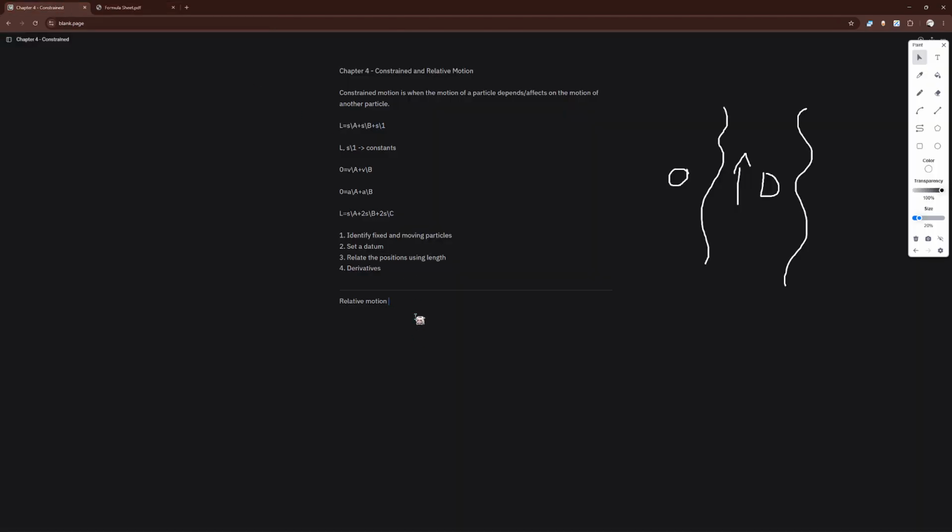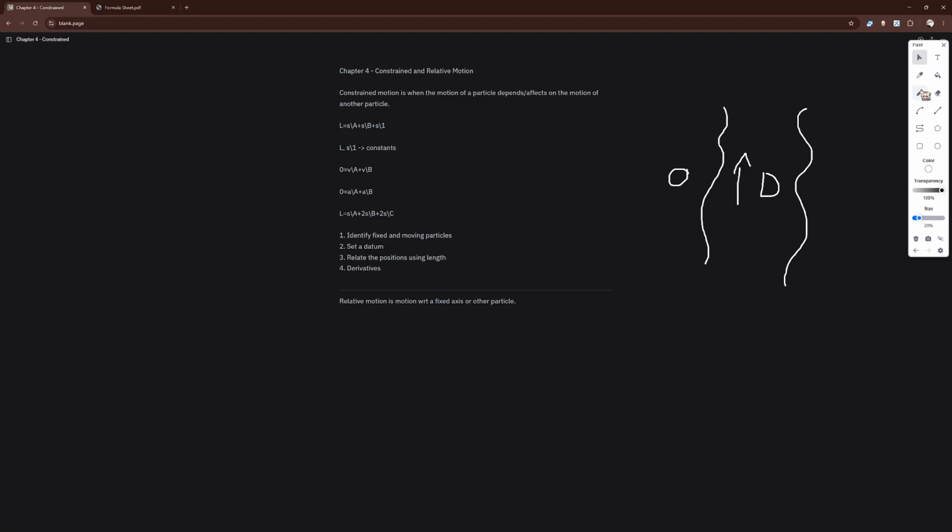So relative motion is motion with respect to, WRT is with respect to, by the way, a fixed axis or another particle. All right, nice and easy. No need to worry about that definition.